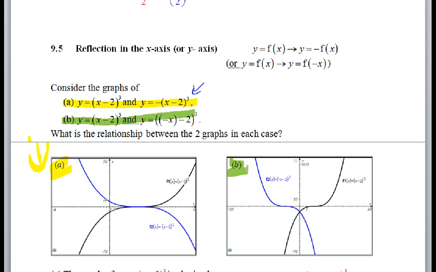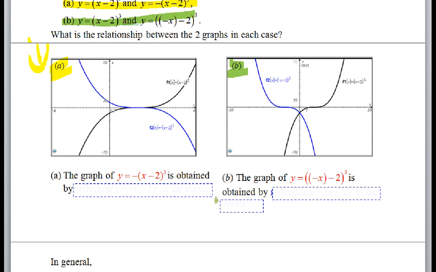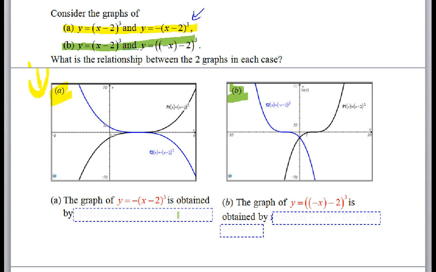Follow my thing. Okay? So, to change from here to negative this, it is actually reflecting it in the x-axis because all the y become negative y. For B, to change all x to negative x is actually reflecting in the y-axis.